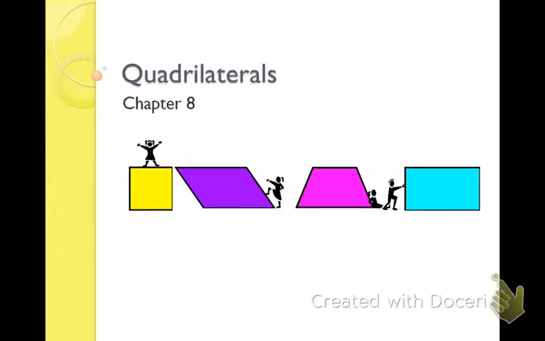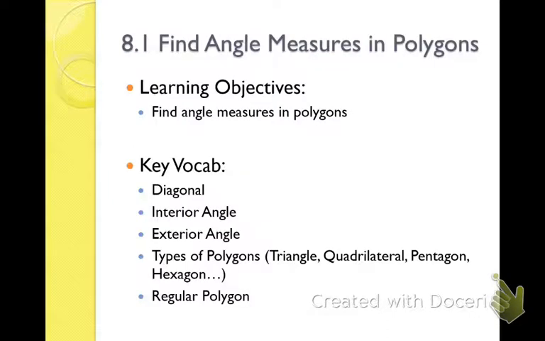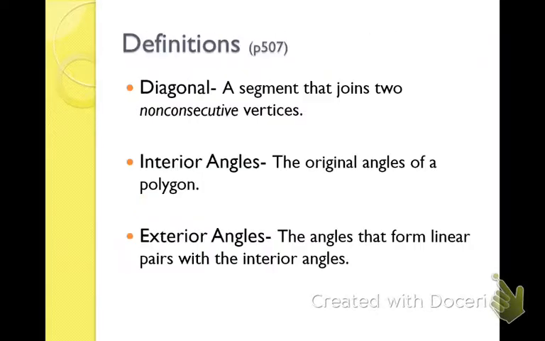Chapter 8 is on quadrilaterals. We're going to cover 8.1 today. 8.1 is find angle measures in a polygon. That's our objective. We've got some definitions.